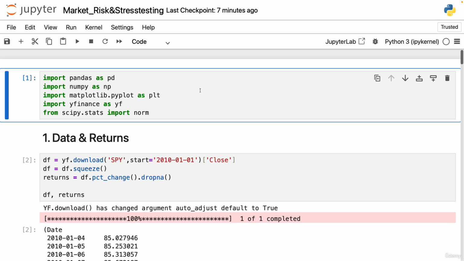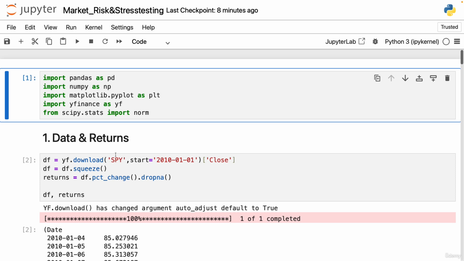For the market proxy, we use SPY, the S&P 500 ETF. The choice here is intentional. SPY is liquid, widely understood, and representative of equity market risk. Using a familiar instrument reduces interpretation noise and lets us focus on the risk methodology rather than the asset itself.